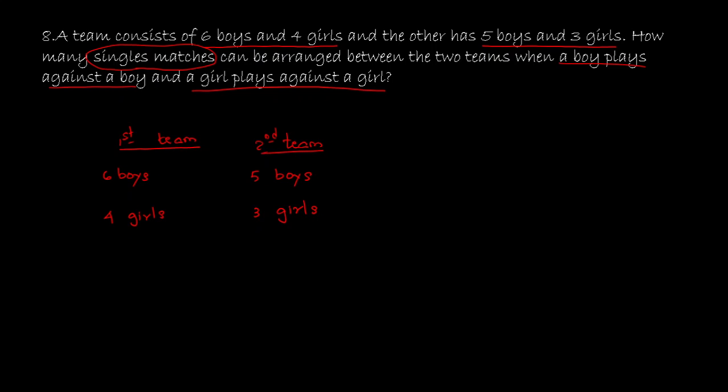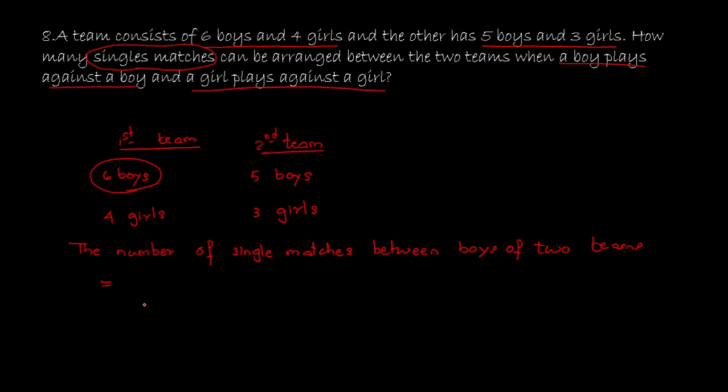Okay, all the boys play against a boy. The number of single matches between boys of the two teams equals, the first team has 6 boys, so 6 ways, multiplied by the second team has 5 boys, so 5 ways. So the number of single matches between boys is 30.